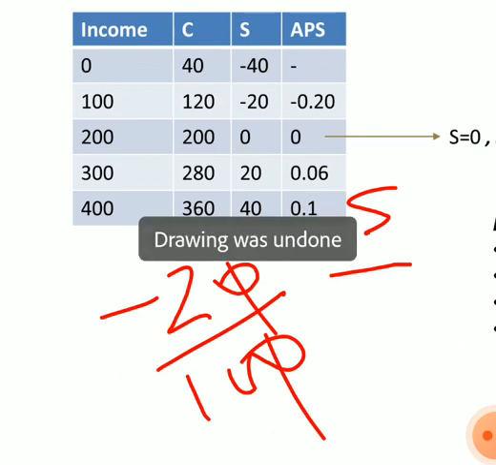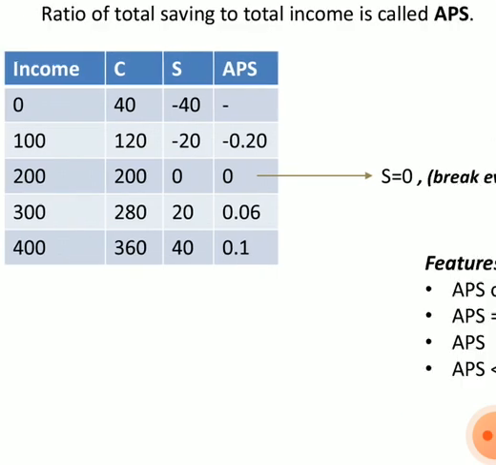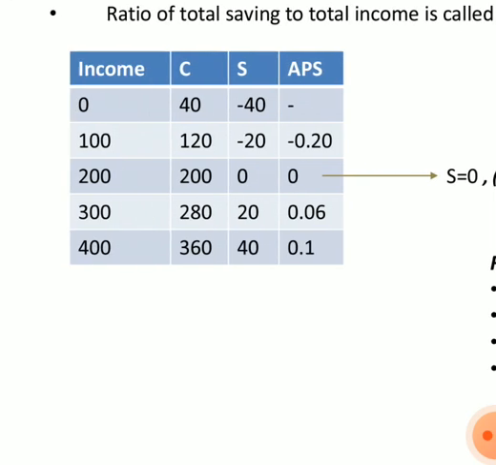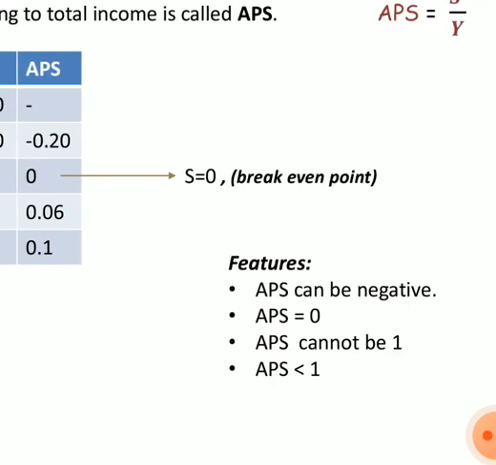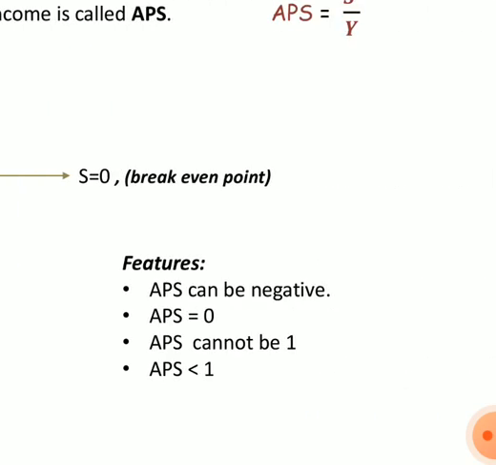Okay, so in the same way you will put the saving upside and the income at the downside. So using the formula you can find the APS. And where saving is 0, it means income is equal to consumption, that's why saving is 0. That point is called break even point. We have studied this earlier also in the consumption function. When income is equal to consumption, it is called break even point. So we can say that when saving is 0, that point is called break even point.